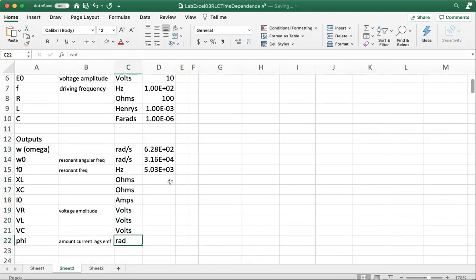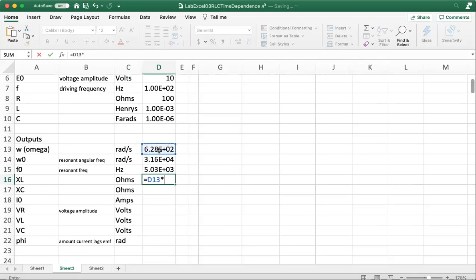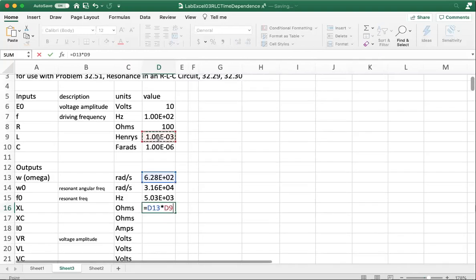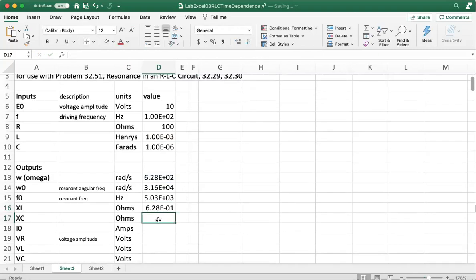Okay. All right, so now we've got to calculate each one of these. XL is omega times L. XC is going to be 1 divided by omega times C. I'm not using the resonant frequency there. I'm just using the given frequency, whatever the EMF is running at.